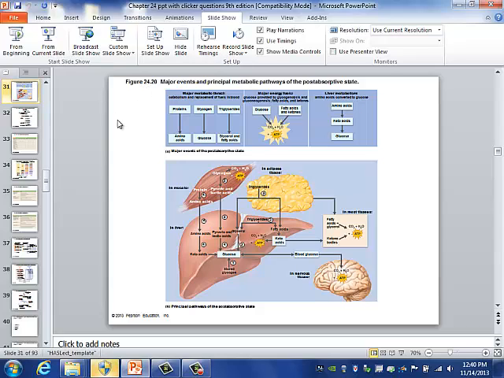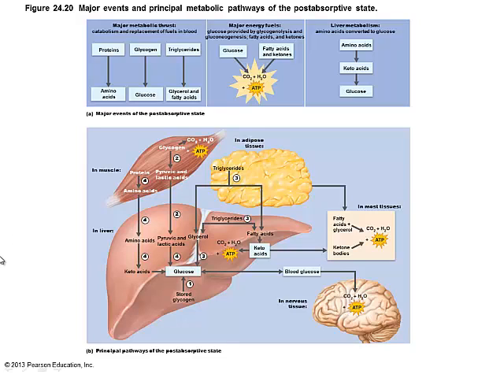Well, first of all, what's the absorptive state? Absorptive is when we digest. Right, and this is on page 934 in the textbook. So basically, the definition of post-absorptive is after we have done what? We ingest food and then we digest it and then we absorb it.